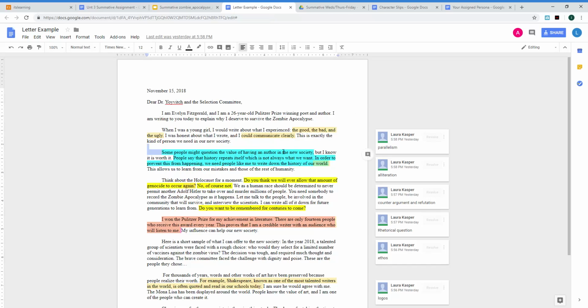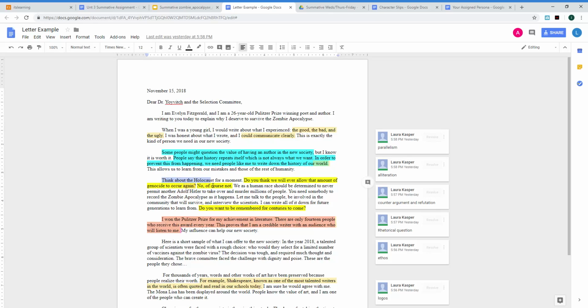So right here, we have a counter argument. People are going to say, an author, what use is that in the new society? Why should we save you? Why should we give you this vaccine and let you live in the safe compound? Then we're refuting the argument by saying, however, we need someone that records the history of our world, what's happening here, because the only way that we can learn from our mistakes and what's happened is if someone's written it down. Otherwise, we have no idea what happened in our past. We can't learn from our mistakes. Just like we just talked about journeys, learning from your mistakes, just like that.